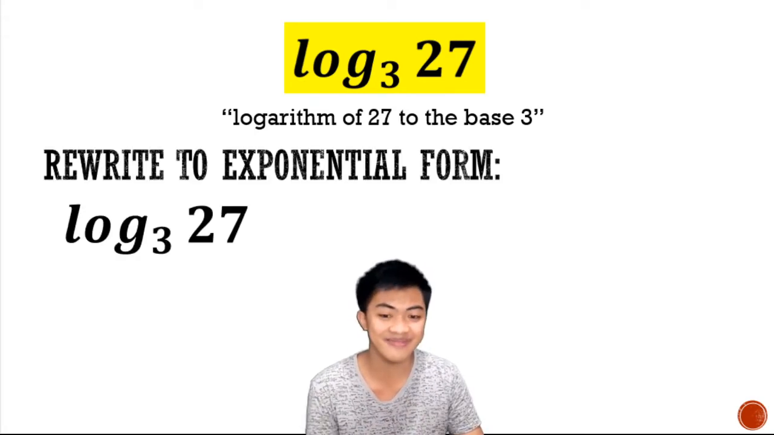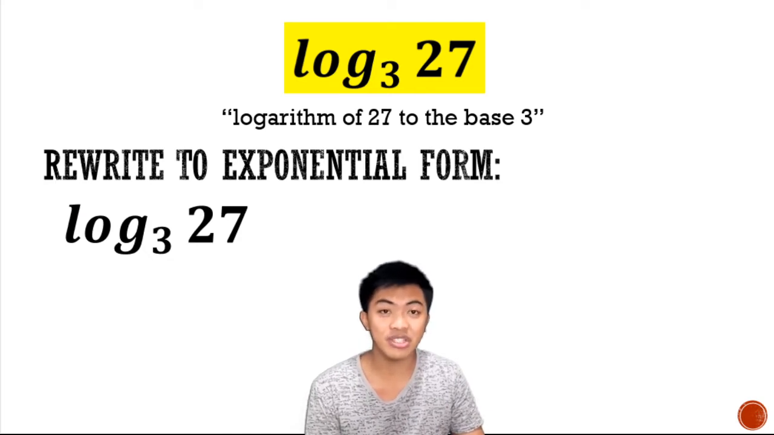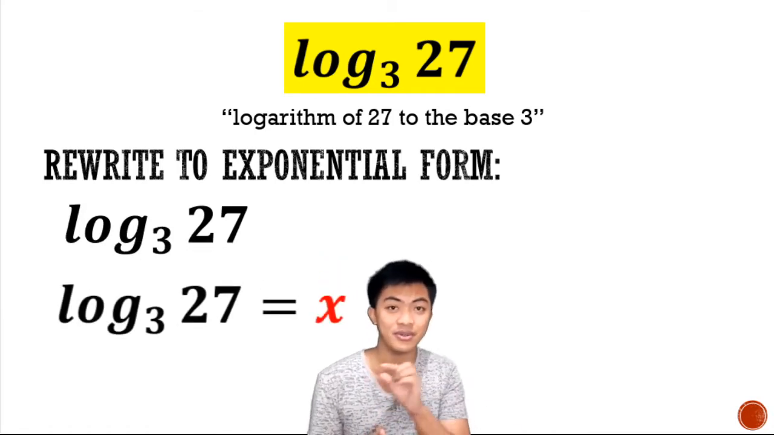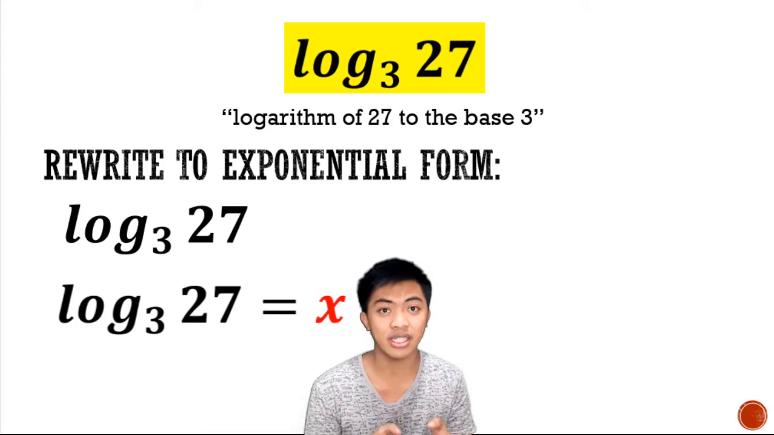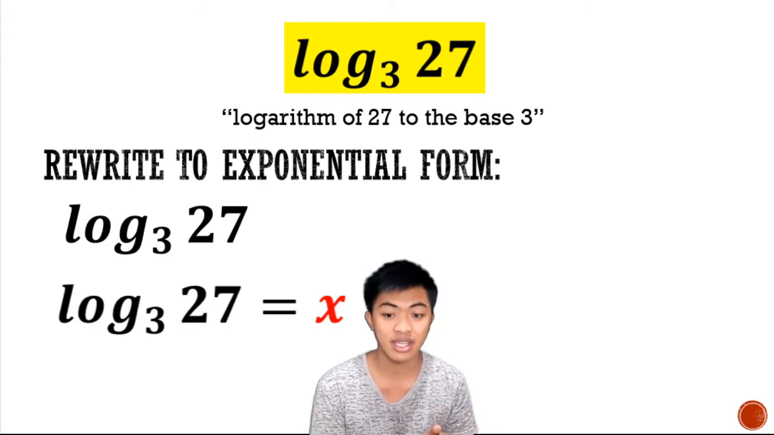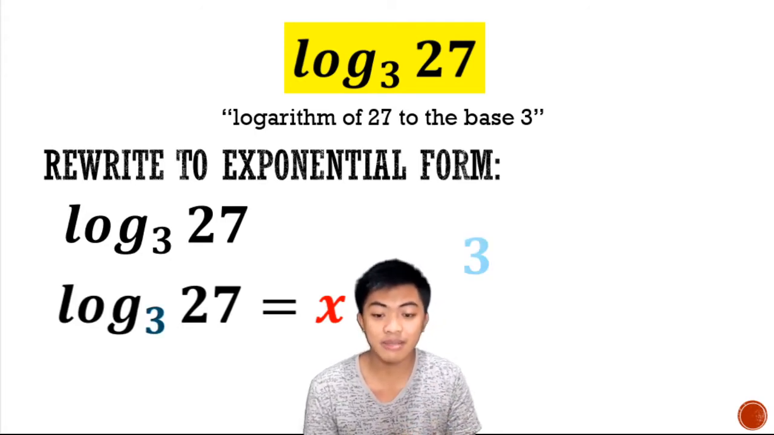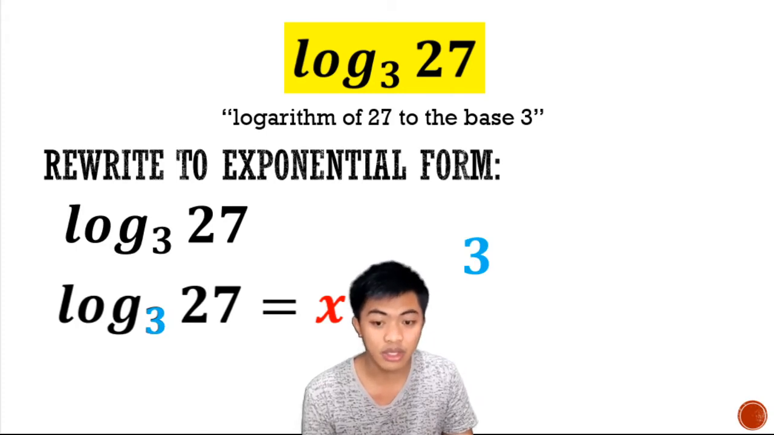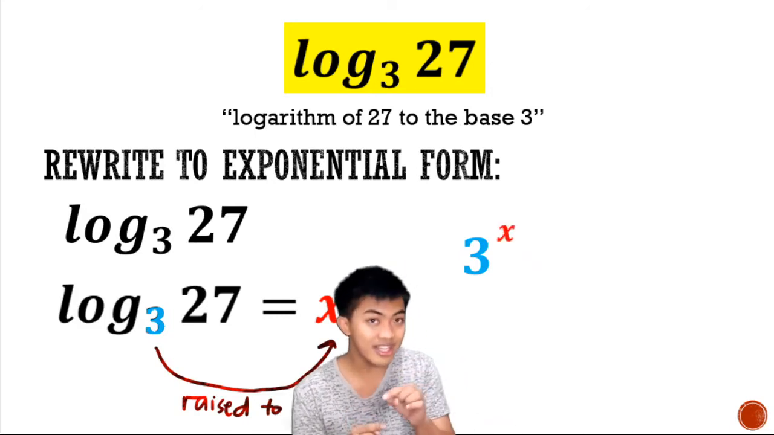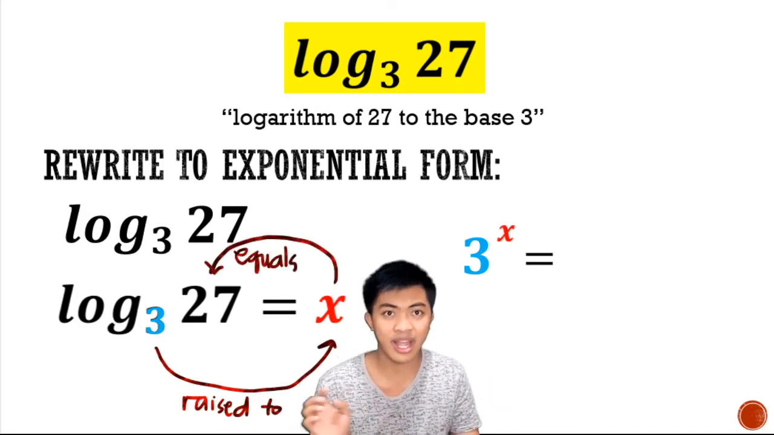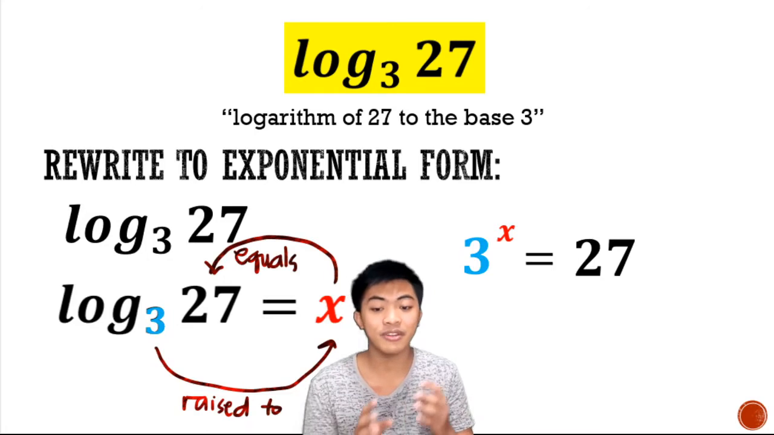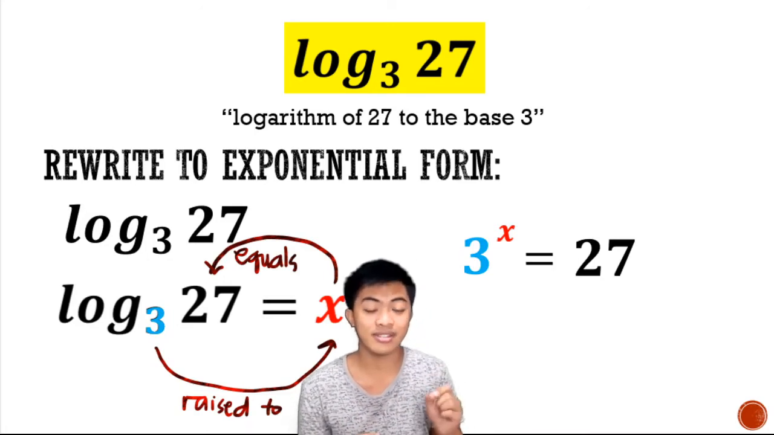But how? Okay, so rewrite to exponential form the logarithm of 27 to the base 3. Okay, first step is to equate it to x, kasi yun yung hinahanap natin. We will be looking for that value of x. Ano nga ba yung logarithm of 27 to the base 3? Now, this is what we're going to do. We get the base. Okay, yung base ay 3. We are going to raise it to x. Okay? So, ano yung i-raise natin sa 3 para yung result ay 27? So, yan, we write equals, then we copy the 27. So, yung logarithm of 27 to the base 3 magiging 3 raised to x is equal to 27.